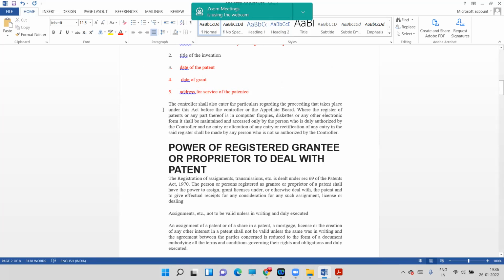ठीक है. The controller shall also enter the particulars regarding the proceedings that take place under this Act before the controller or the appellate board. Where the register of patents or any part thereof is in computer floppies, diskettes, or any other electronic form, it shall be maintained and accessed only by the person who is duly authorized by the controller, and no entry or alteration or rectification of any entry in the said register shall be made by any person who is not so authorized by the controller. Means what, ma'am? ये आपको समझ में आया क्या? नहीं.